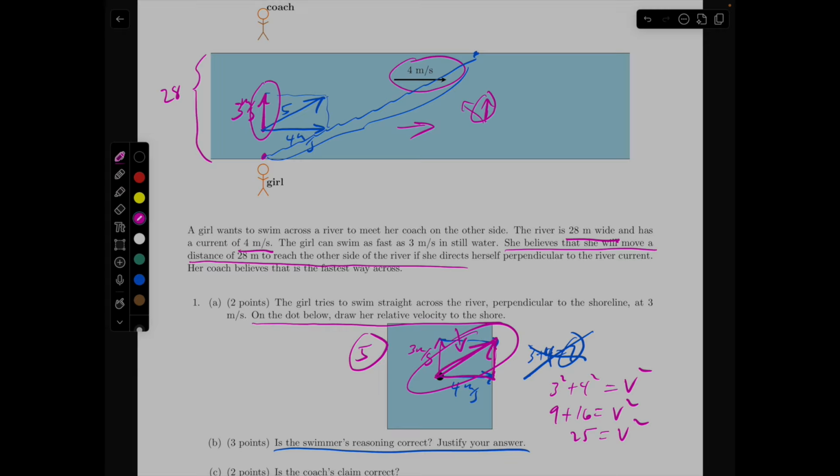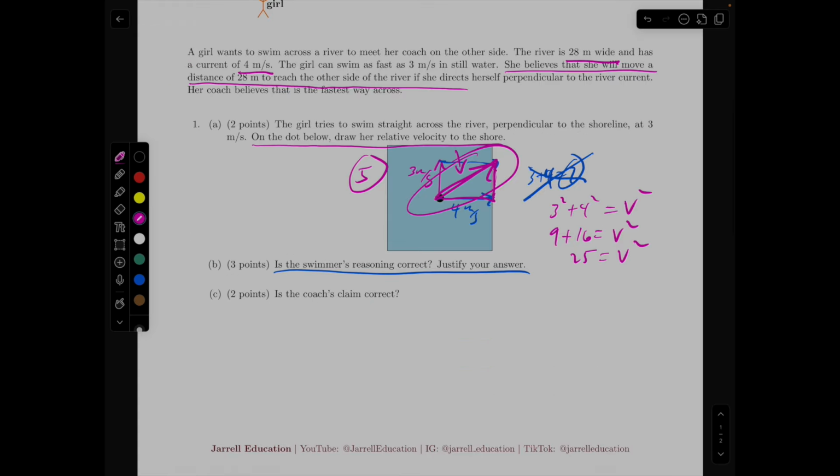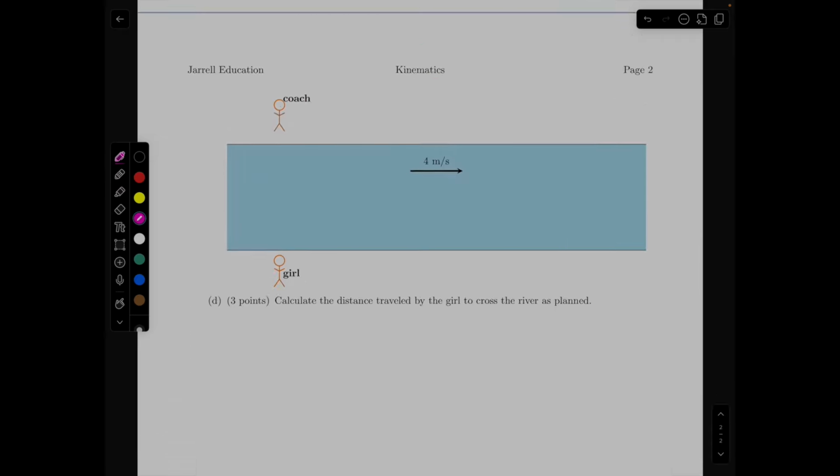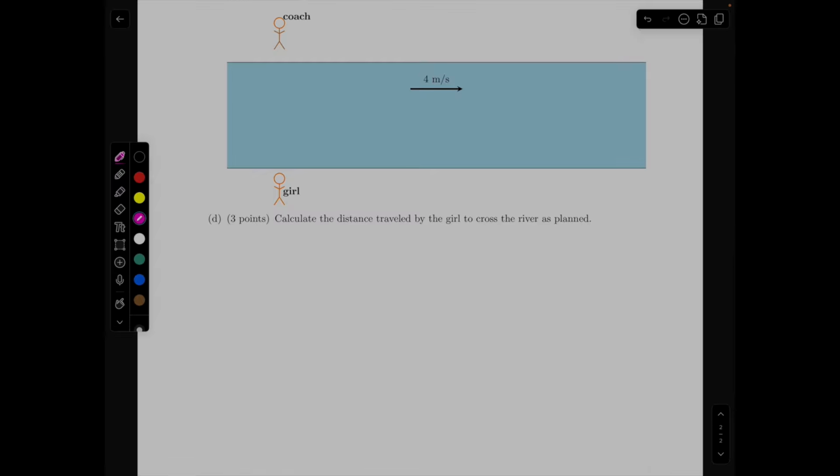Okay, so right now what we're going to try to figure out is exactly where she lands. So, swimmer's reasoning correct? No. Is her coach's reasoning correct? Yes, for the reasons stated before. Now, calculate the distance traveled by the girl to cross the river as planned. So let's see what we have.